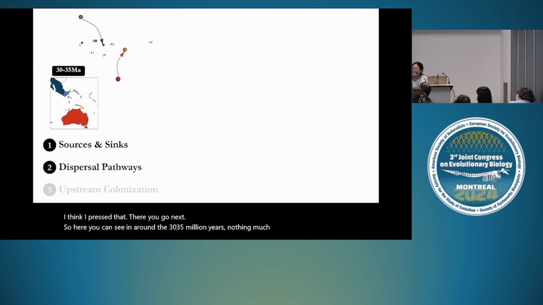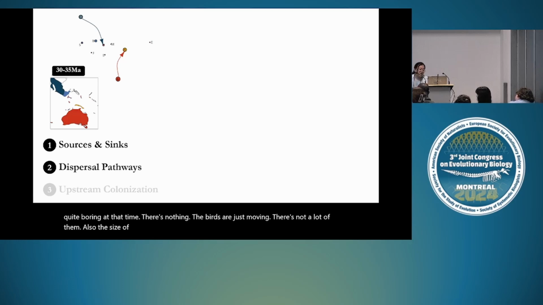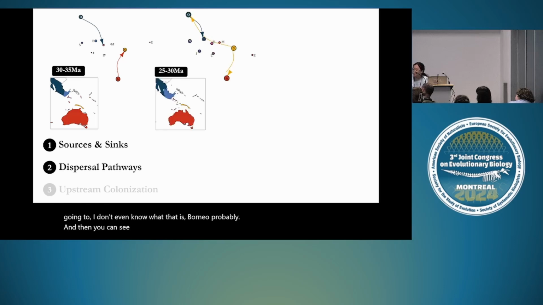So here you can see in around the 30, 35 million years, nothing much really happened. It's quite boring at that time. The birds are just moving. There's not a lot of them. Also, the size of the circles shows the size of the landmass during that period of time. So here you can see it's mostly just Australian birds going to New Guinea and Sunda birds going to, I don't even know what that is, Borneo probably. And then you can see slowly as we go more to the current time, nothing much happening.